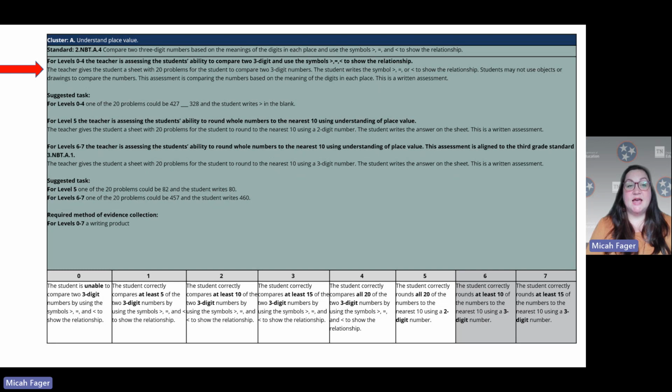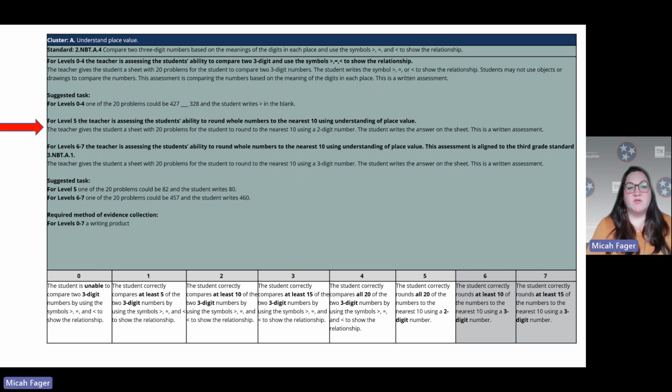So again, to assess levels 0 through 4, the teacher will provide a sheet with 20 problems comparing two three-digit numbers. In the suggested tasks, there is a suggestion on what could be printed on the paper. So one of the 20 problems could be 427 blank 328. Then the student will write the greater than symbol in the blank because 400s is greater than 300s.